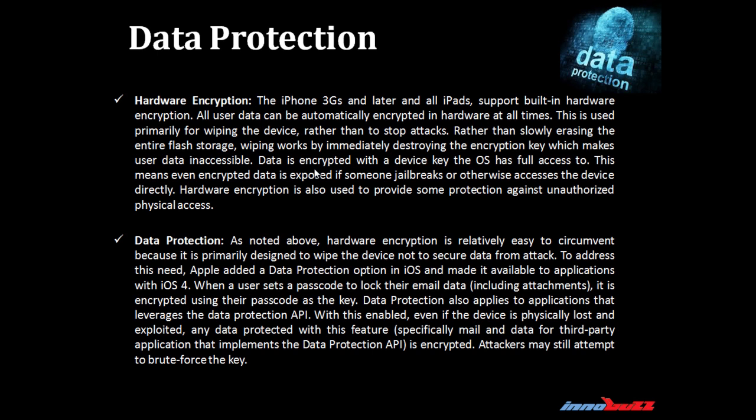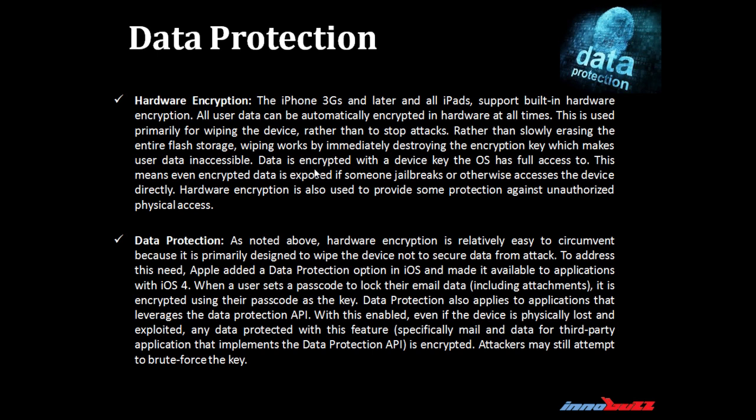Rather than slowly erasing the entire flash storage, wiping works by immediately destroying the encryption key, which makes user data inaccessible. Data is encrypted with the device key, which the OS has full access to. This means even encrypted data is exposed if someone jailbreaks or otherwise accesses the device directly. Hardware encryption is also used to provide some protection against unauthorized physical access.